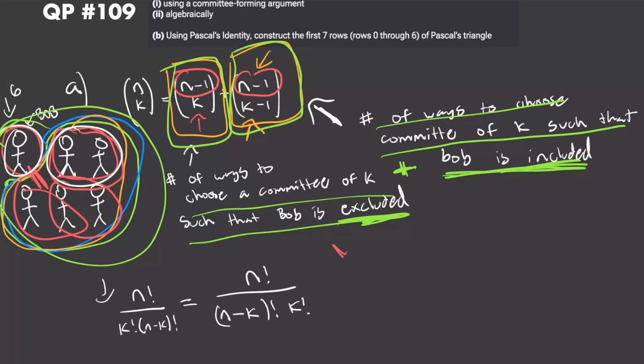So there we've shown that the right-hand side and the left-hand side are algebraically equivalent. But the best way to think about Pascal is going to be the committee way, where we're just choosing one of our people to be excluded, counting the number of committees we can form that way, and then we are including them and counting the number of committees that we can form that way, and adding them up. Since they're disjoint, they're going to sum to our total n choose k.